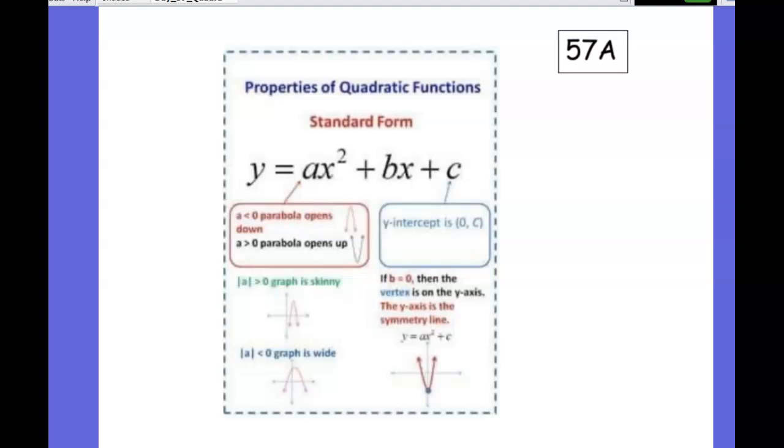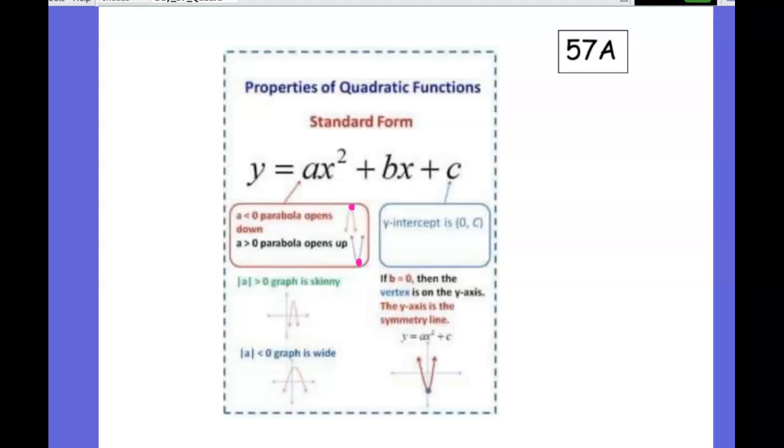So the quadratic function is in the standard form of y is equal to ax squared plus bx plus c. When we graph a quadratic function, we actually get the shape of a parabola. If your a is less than 0, then your parabola opens down, and when that happens, you have a maximum point on the parabola. If a is greater than 0, the parabola opens up and you have a minimum point.